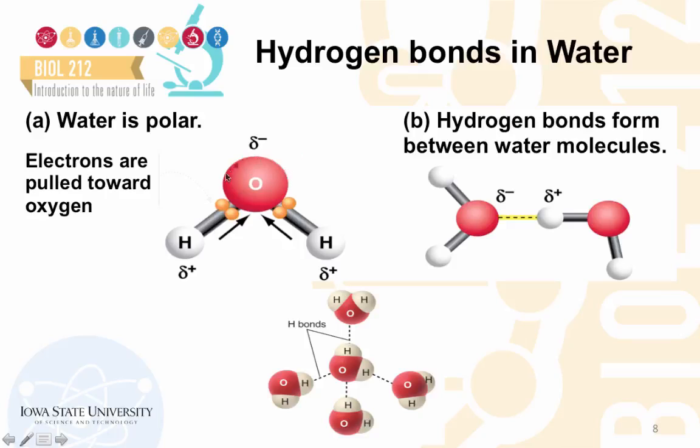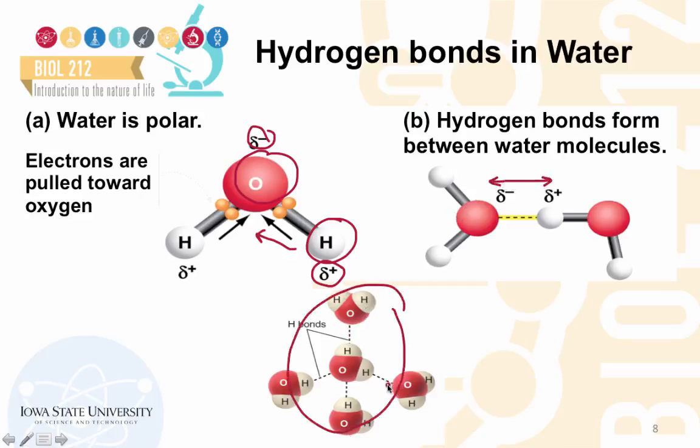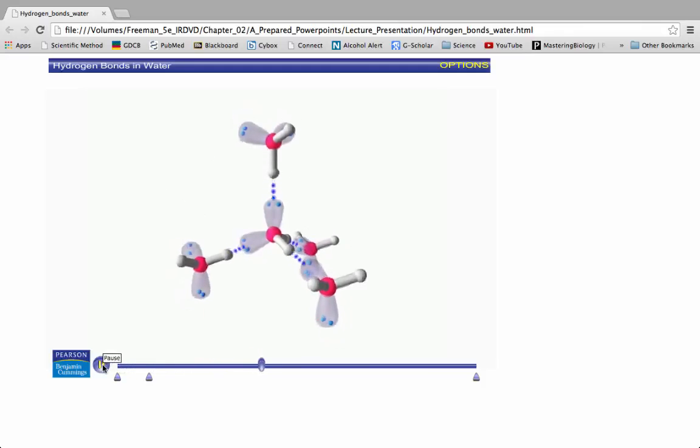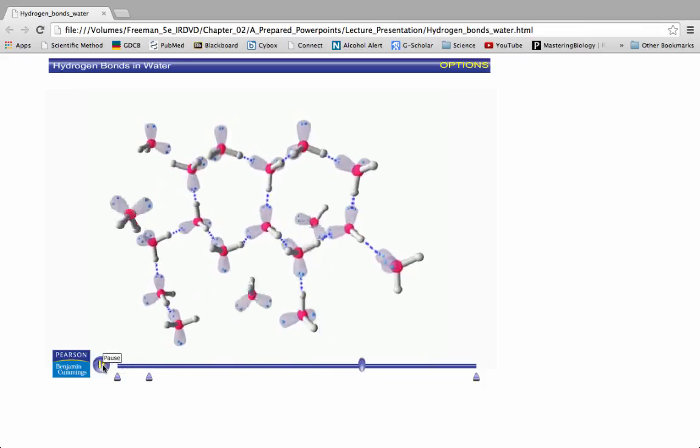Because oxygen is more electronegative than hydrogen, oxygen pulls the electrons that are shared between the two atoms toward itself, resulting in a partial negative charge on the atom. Hydrogen, on the other hand, develops a partial positive charge. This enables hydrogen bonding between two water molecules and subsequently between multiple water molecules. Hydrogen bonds are continuously forming and breaking between water molecules in solution.